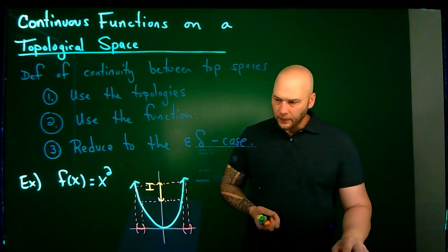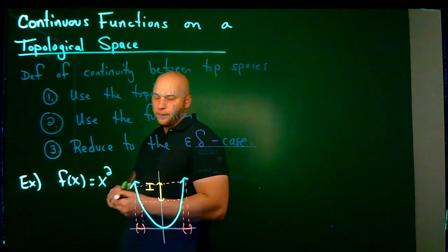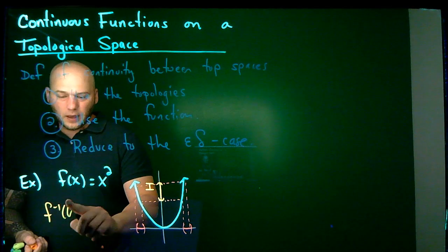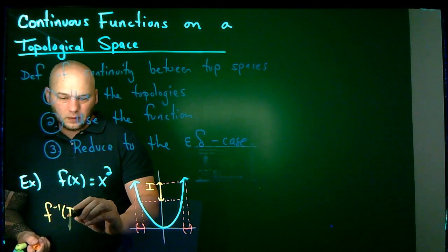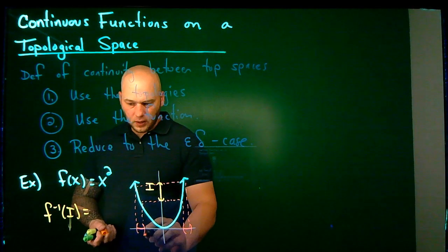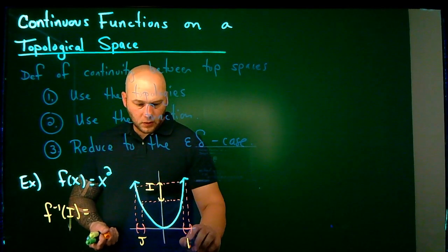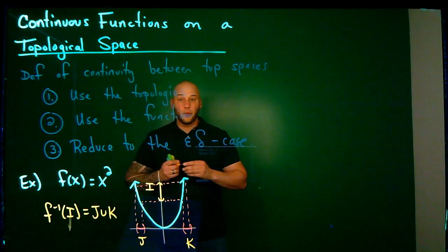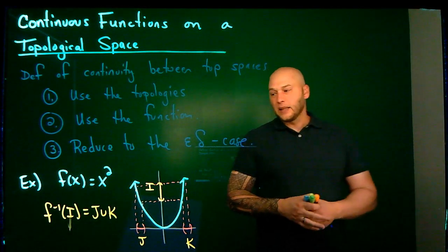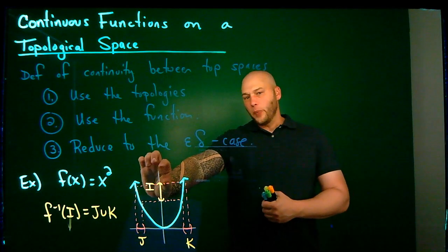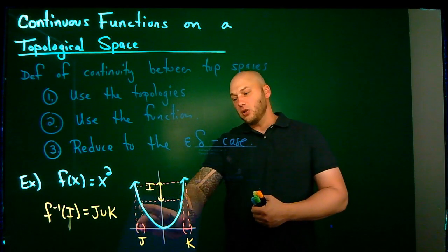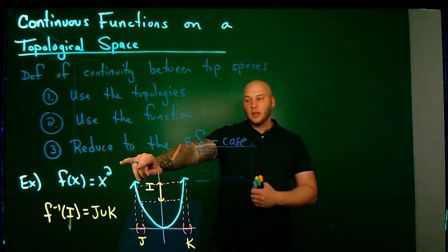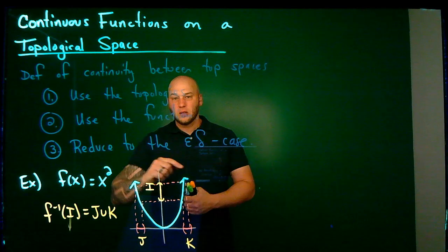And so the idea is that for that open interval I, the pre-image of I is, well, let's just say this is the interval J, and then this is the interval K. So it's J union K. Now J and K are both open intervals. The union is of course open. And the idea is I could take any open interval in the range and its pre-image is also going to be open. So for this function to be continuous, pre-images of open sets are open.